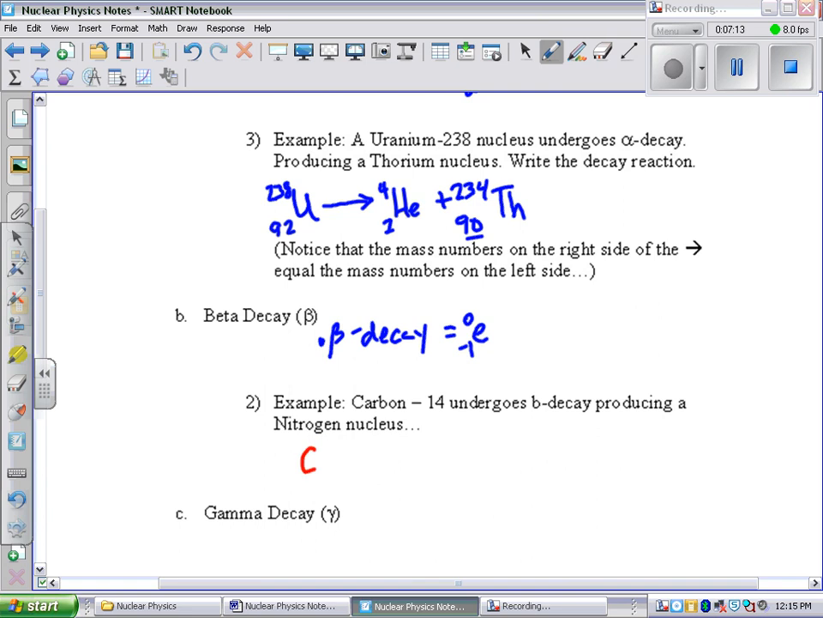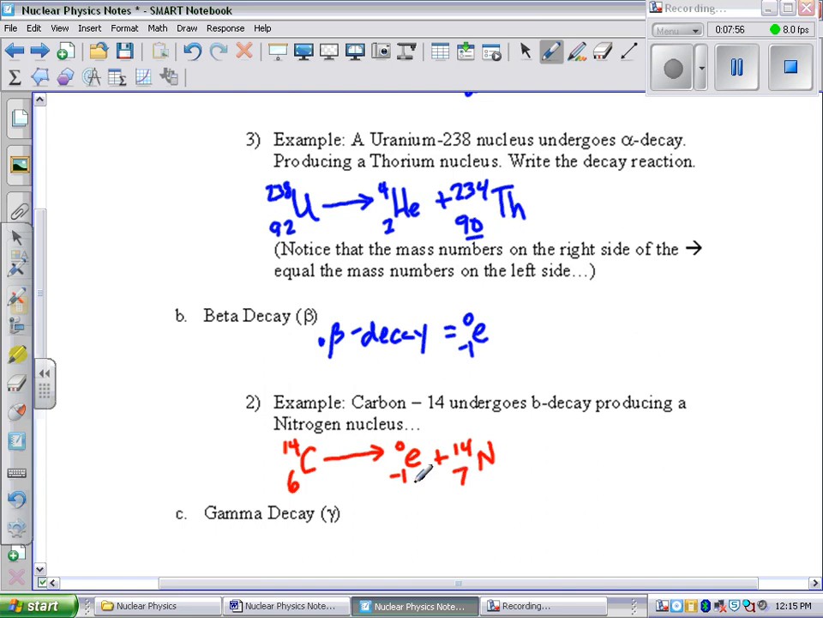Carbon-14 is going to undergo beta decay, producing a nitrogen nucleus. So we're going to start out with carbon-14. We look up its atomic number, and carbon is 6. It's going to decay by emitting a beta particle, which is an electron, -1 and 0. And we have to figure out what's going to get left over. On the left side of my arrow, I have 6. I have to have a total of 6. On the right side, I have -1, so I have to have 7. And then on top, 14, here I have 0, so I have to have 14. So the carbon nucleus emits an electron, producing a nitrogen nucleus.